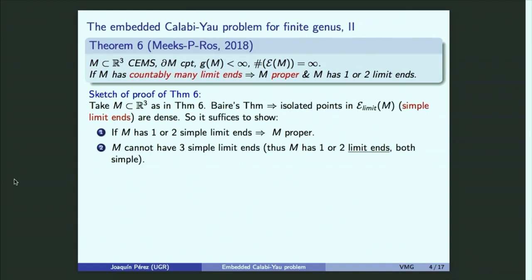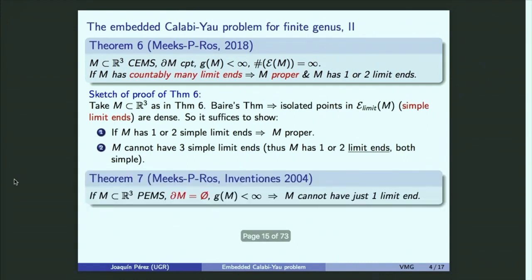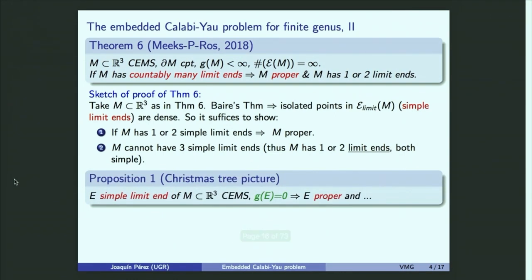This is what I said before: if you don't have boundary, it cannot have one limit end. It has to have two. So the two lines are going to be implied by what I call the Christmas tree picture. It's a statement that I have divided here in two parts. This line implies 1, and the remaining part will imply 2.